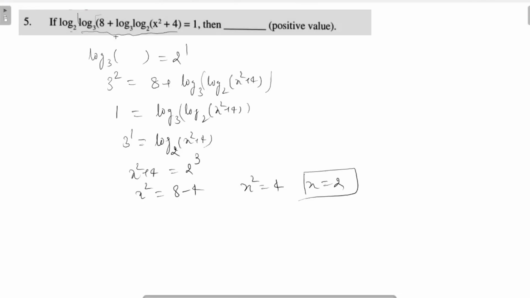So back, we started from 2, 2 to the power 1. We went here, then 3 to the power 2. Then 8 got subtracted, then 1. Then 3 to the power 1. Then 2 to the power 3. And then we got it.